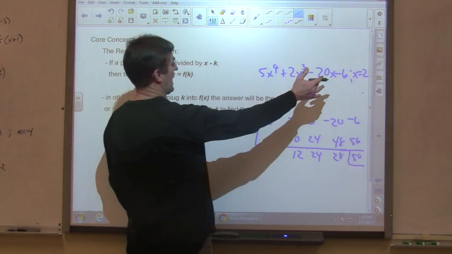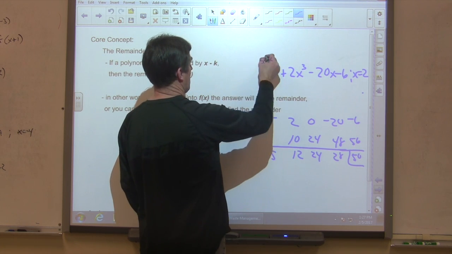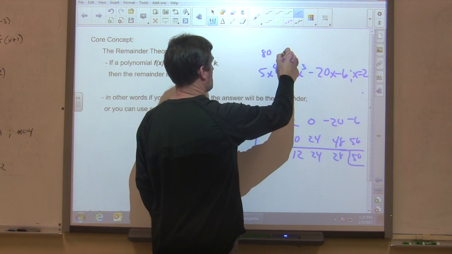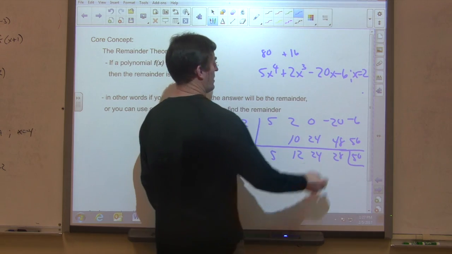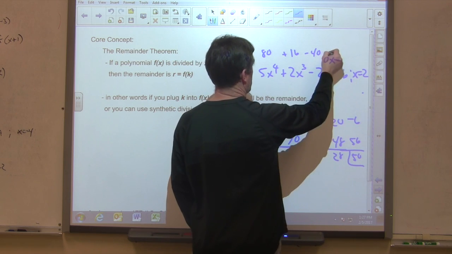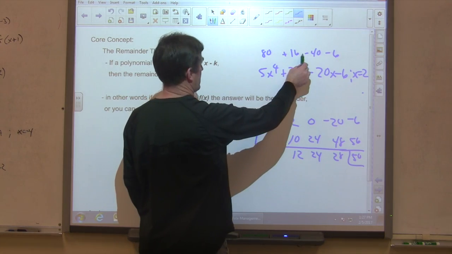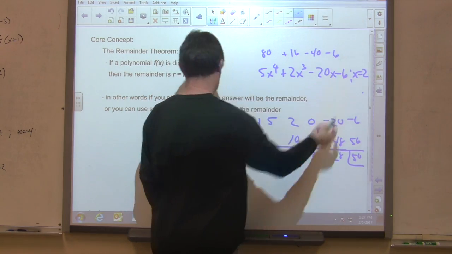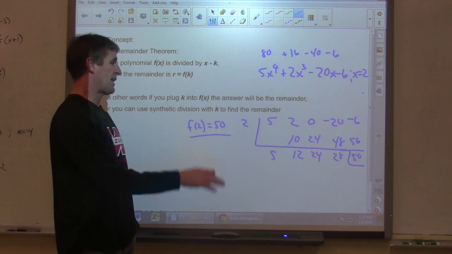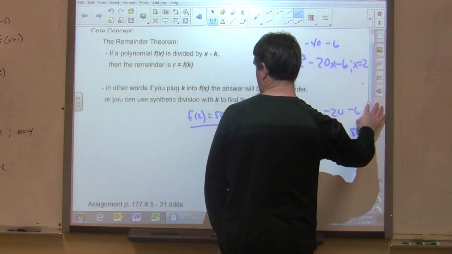Again, if we would have done a longhand, we'd have had to plug the 2 in. That would have been 2 to the 4th, which is 16 times 5, which is 80. That would be 2 to the 3rd, which would be 8 times 2, which would be 16. Minus 20 times 2 would be minus 40. And then minus 6. That would be 96. Minus 40 is 56. Minus 6 is 50. So you can see it the same way. It's just a faster way to find the answers. So hopefully this all makes sense.